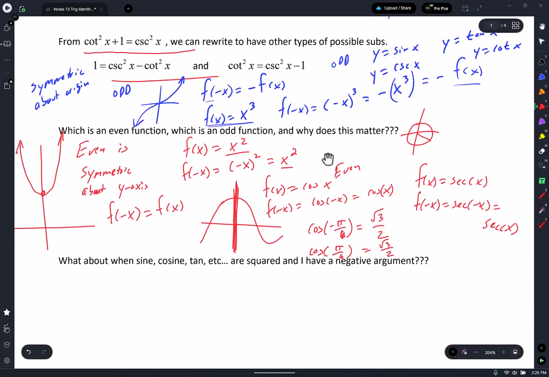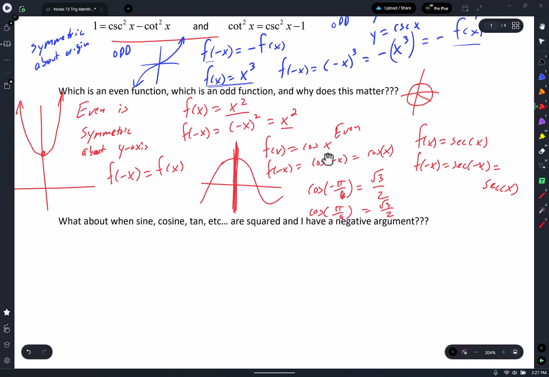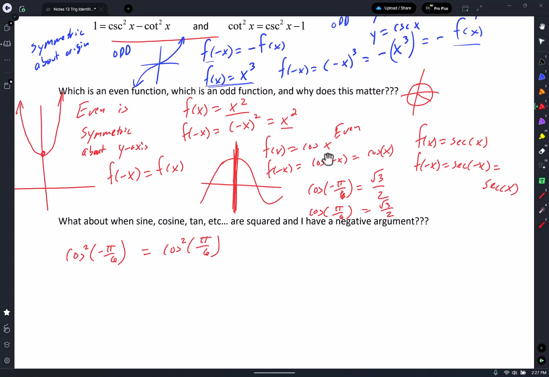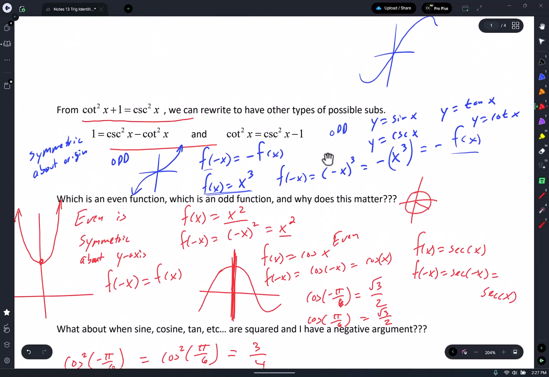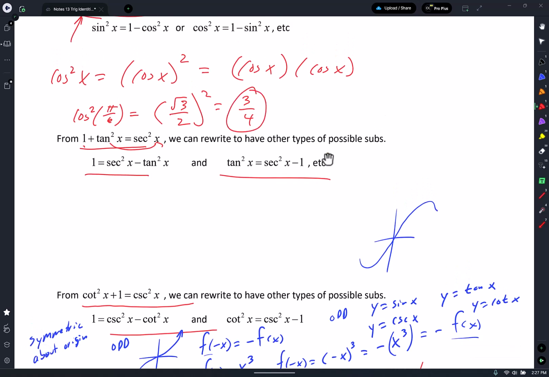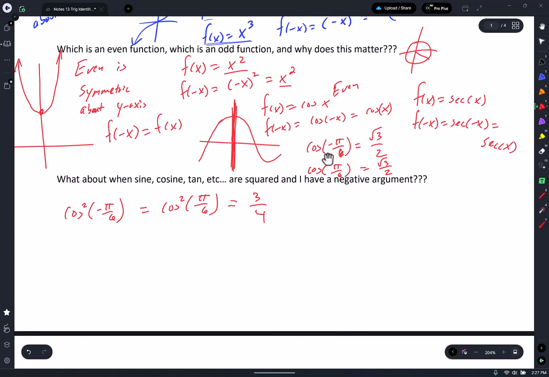All right. What about when sine, cosine, and tan are squared and I have a negative argument? For cosine, it doesn't matter because cosine is an even function. So cosine squared of negative pi over 6 is the same thing as cosine squared of pi over 6. Cosine of pi over 6 is square root of 3 over 2, and then you square it, so you get 3 over 4.